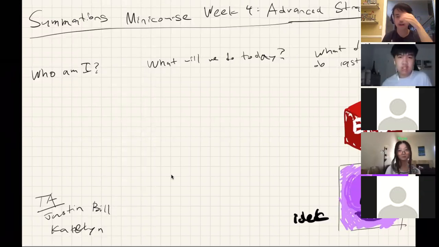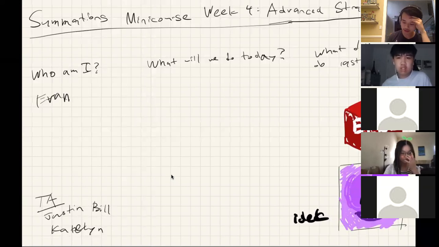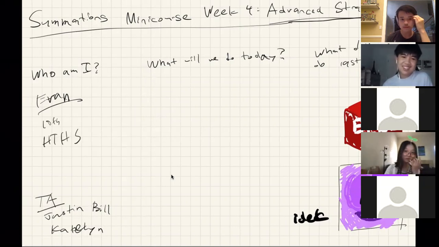So, my name is Evan, and this is Summations Mini-course Week 4, Advanced Strategies. So, who am I? As I've said before, I'm an incoming sophomore. I'm in the class of 2024. I go to High Technology High School, and okay, I guess that's it.